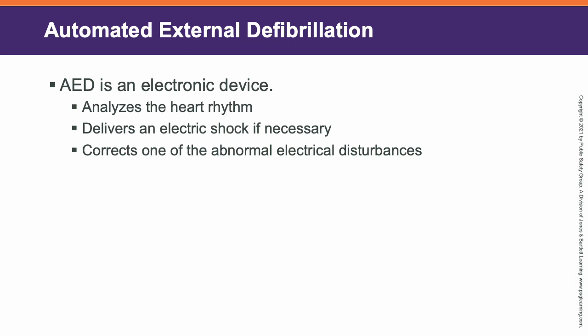All right. So again, an AED is an electronic device. It analyzes heart rhythm, delivers a shock if it's needed, and it will correct one of the abnormal electrical disturbances. This is a test question. Make sure you know this one, what an AED can do. So it can analyze a heart rhythm, can deliver a shock if it's needed or if it's going to help to correct one of the abnormal electrical disturbances. If it's not going to help, it's not a shockable rhythm, then it won't do that.